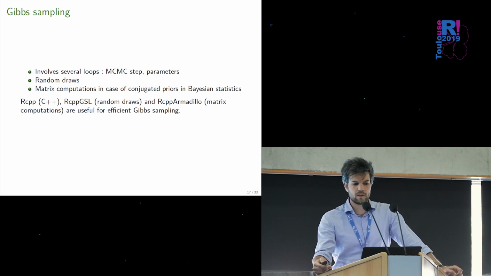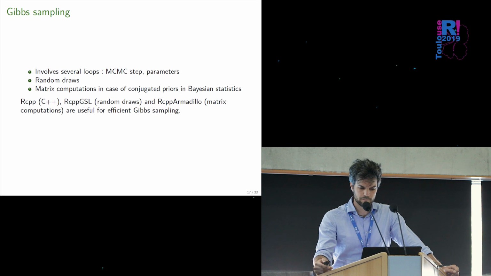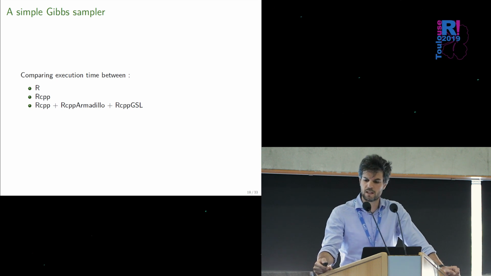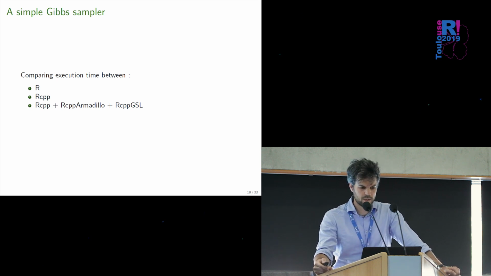You will extensively use random draws and matrix computation in the case of conjugate priors, for example. And so, in this case, Rcpp GSL and Rcpp Armadillo are really useful for efficient Gibbs sampling. I will demonstrate that on a small example. I will compare the execution time between Rcpp, and Rcpp including Armadillo and GSL, on a small Gibbs sampler.